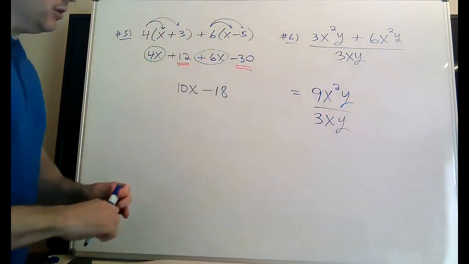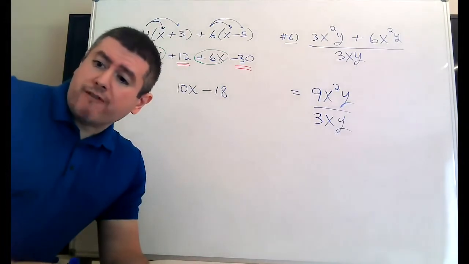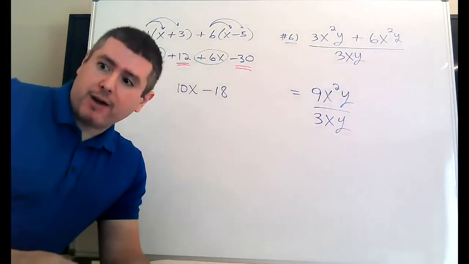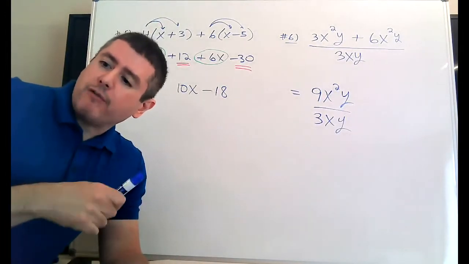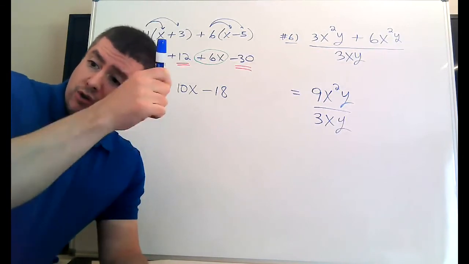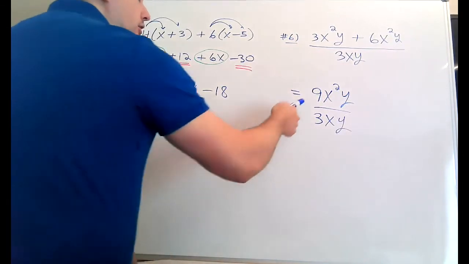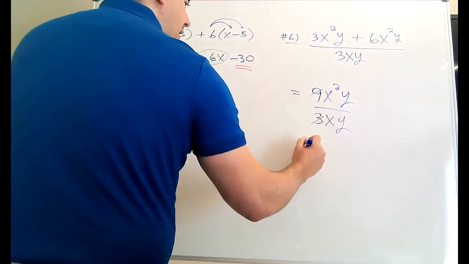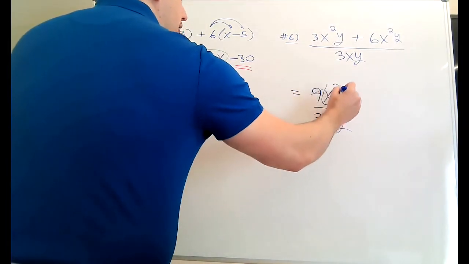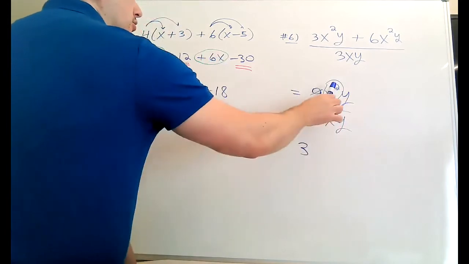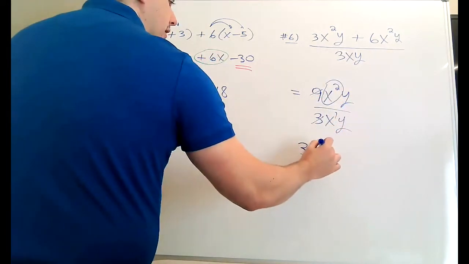But this is very simple to do. The numbers you divide like numbers, right? 9 divided by 3. It's just numbers. But the letters have a rule to follow. The letters say that when you're dividing them, you want to subtract the powers. So first do 9 divided by 3. That makes 3. You have x2 divided by x1. Subtract them. 2 minus 1 is 1.